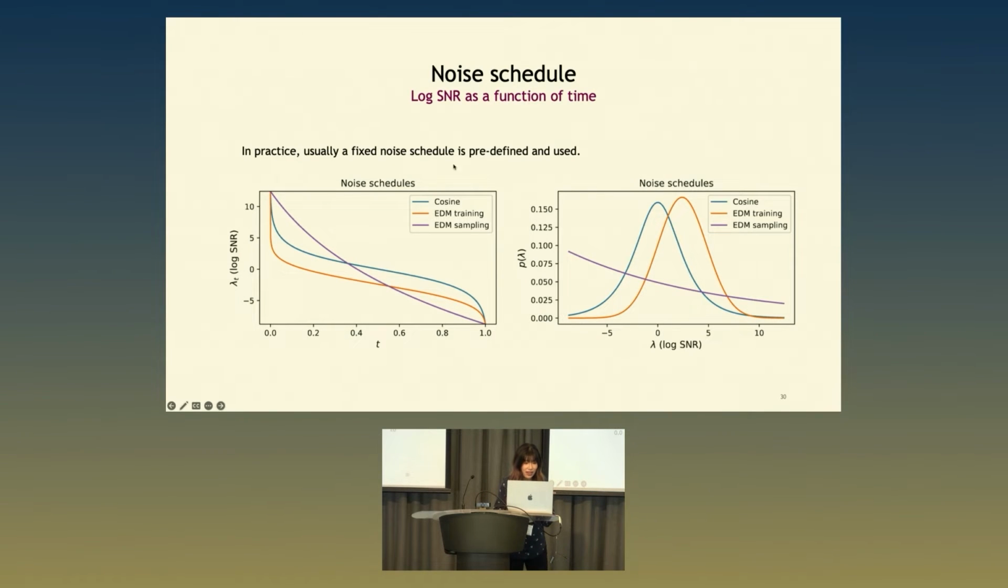The left figure draws the mapping from t to lambda, and the right figure shows the probability of lambda corresponding to the noise schedule on the left figure. We can see that for the training noise schedule, usually people use a bell-shaped one, meaning that we want to put more emphasis, or sample more frequently, in the middle region of the signal-to-noise ratio regime. But it's worthwhile to mention that we can use a totally different sampling noise schedule. That's what this EDM paper also did. So we can use different design choices.